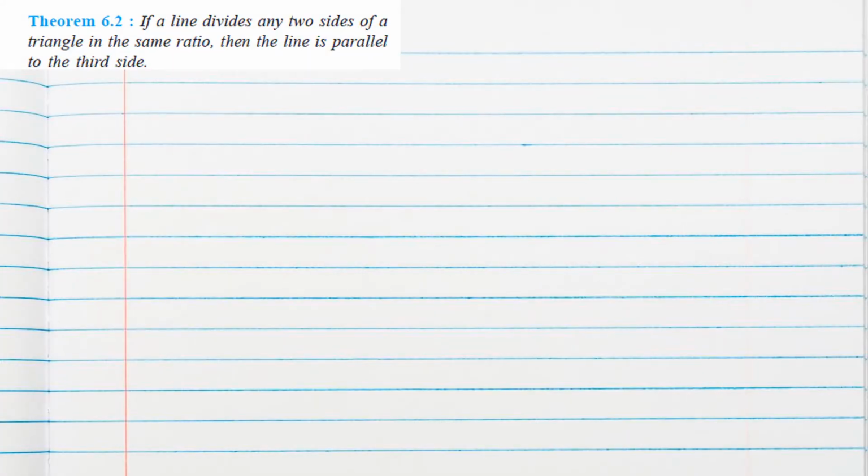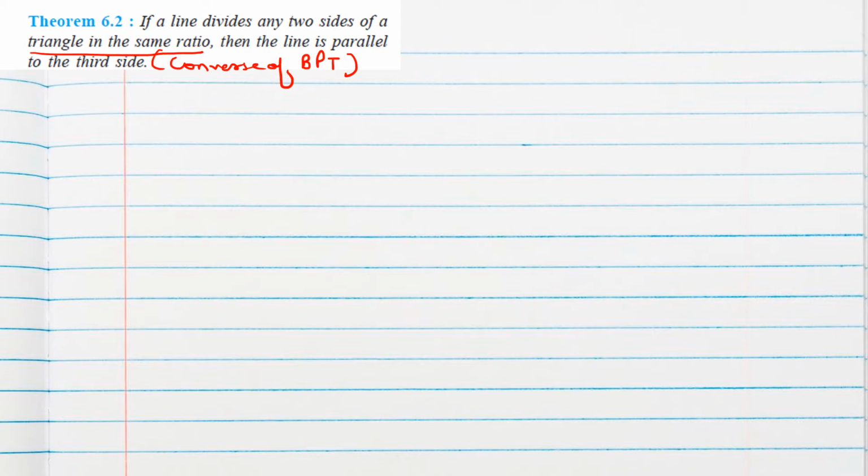Theorem 6.2 is just the converse of the basic proportionality theorem. Okay, so this is the converse of BPT. What it says: if a line divides any two sides of a triangle in the same ratio. So see, in the converse part, whatever was given in the BPT theorem, now here we have to prove the same. And whatever we have proved there, here we will use that statement.